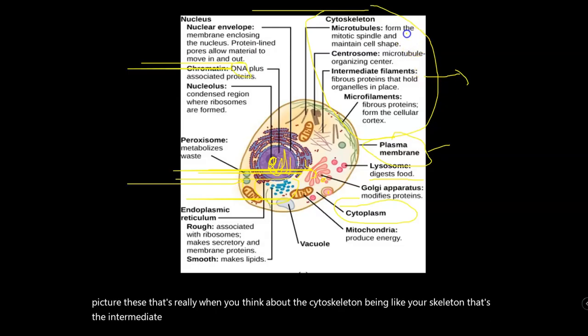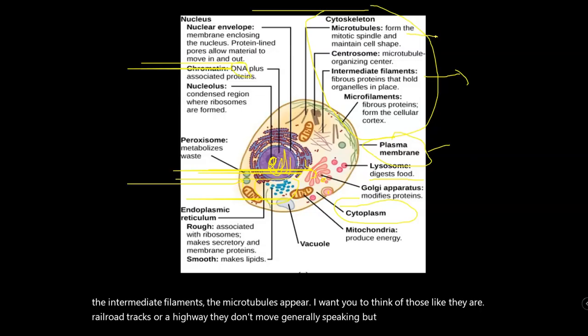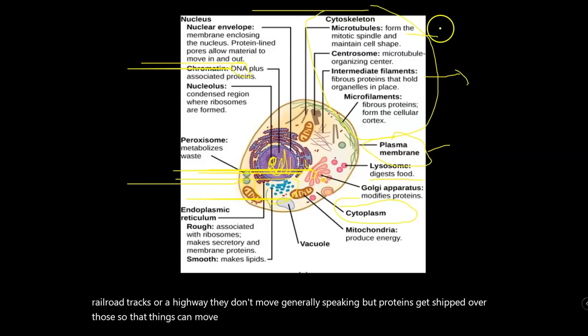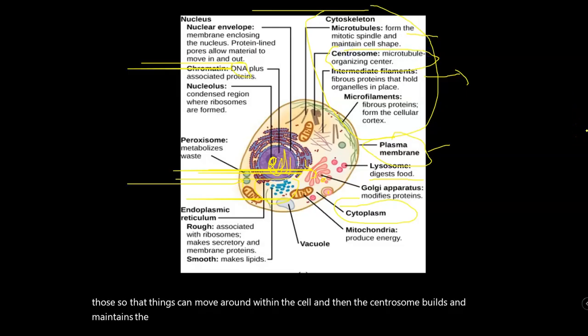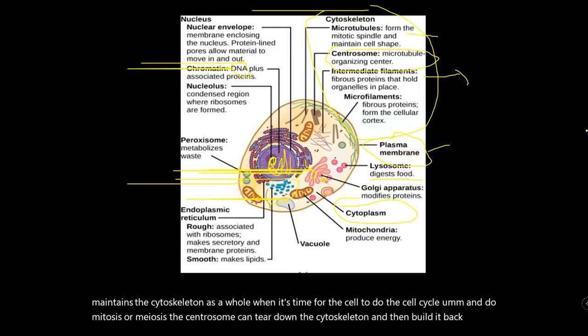The microtubules up here, I want you to think of those like they are railroad tracks or a highway. They don't move, generally speaking, but proteins get shipped over those so that things can move around within the cell. And then the centrosome builds and maintains the cytoskeleton as a whole. When it's time for the cell to do the cell cycle, and do mitosis or meiosis, the centrosome can tear down the cytoskeleton and then build it back up so that we can make more cells.